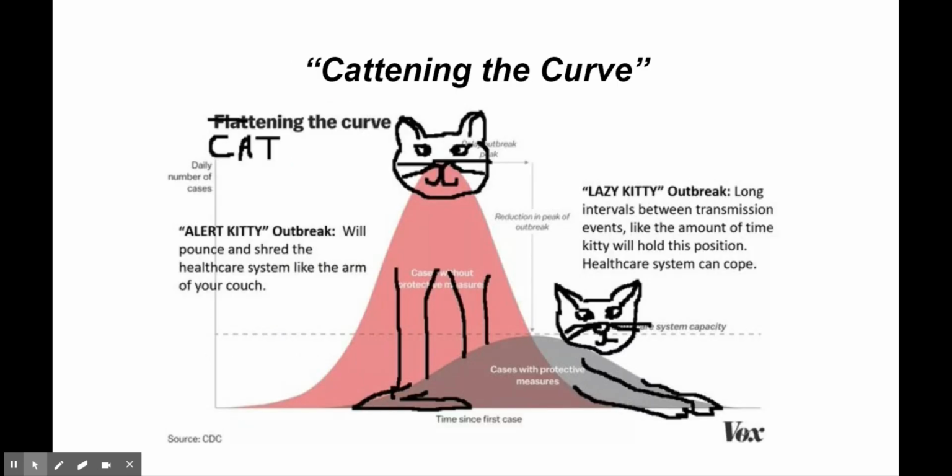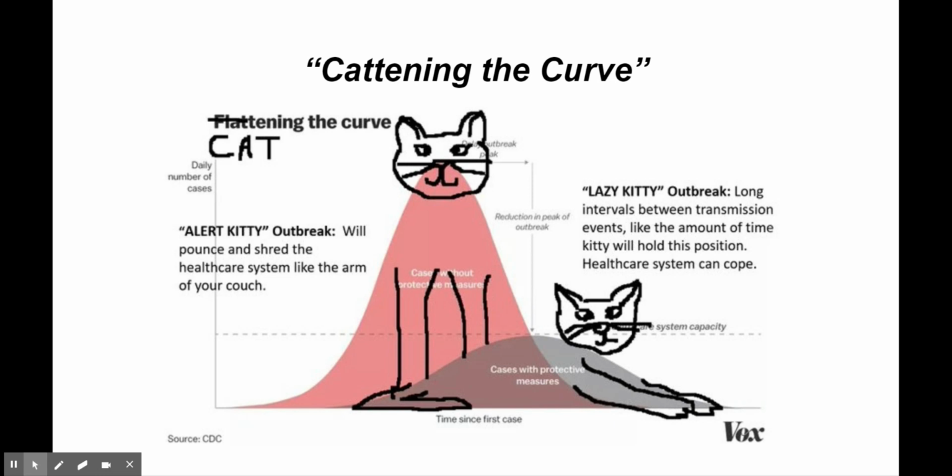And if that didn't kind of maybe make sense to some people, I just thought this was kind of a fun example of how you can make this kind of thing relatable to everyone. Because maybe not everyone likes to hear about epidemic curves and surge capacity and this and that, but a lot of people like cats. So if you're trying to remember the whole concept behind the flattening the curve thing, just remember of cattening the curve, where in one scenario you have an alert kitty outbreak, which will pounce and shred the healthcare system like the arm on your couch.